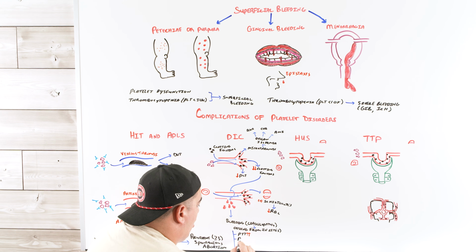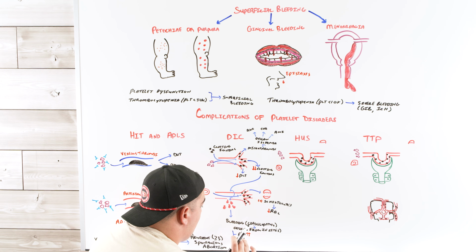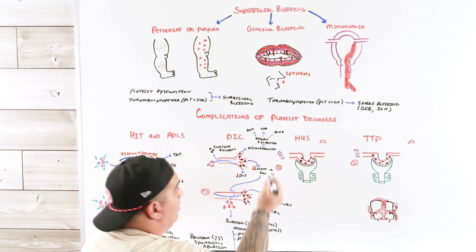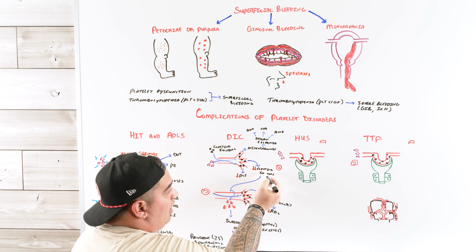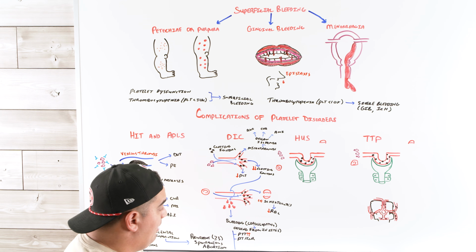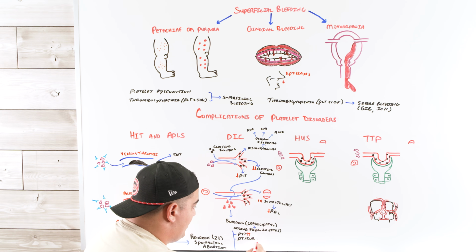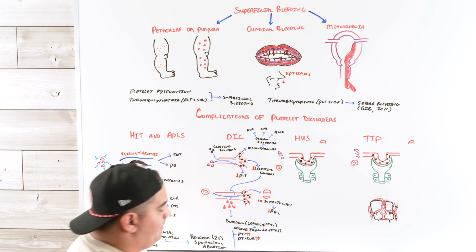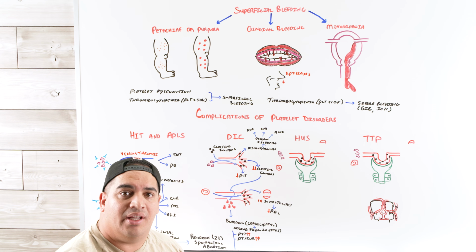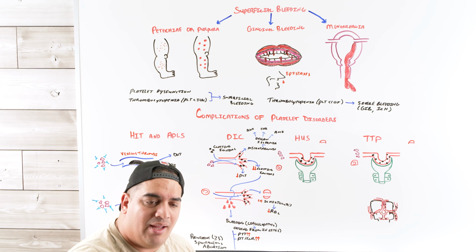My PT-INR, which is a measure of my extrinsic pathway, factors 2, 7, 9, 10, all of those guys, they're going to be depleted. Again, I'm not having the clotting proteins in that pathway. So will it take me a long time to clot via my extrinsic pathway? Yes.